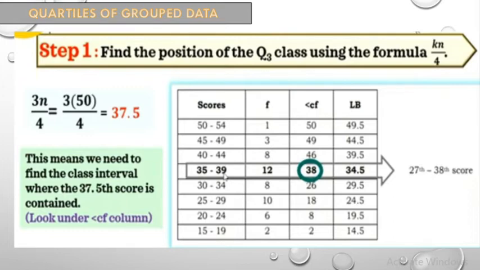Let's look po under the less than cumulative frequency column. So, hindi siya pwede dito sa 26 sa baba kasi masyadong mababa. Hindi pasok ang 37.5. Dito naman sa 46, masyado rin siyang mataas. So, dito po siya pasok sa 38. Kaya ito po ang ating pipiliin na class or class interval.